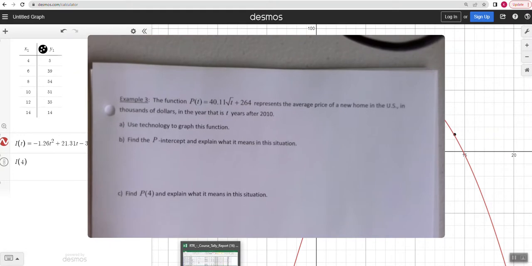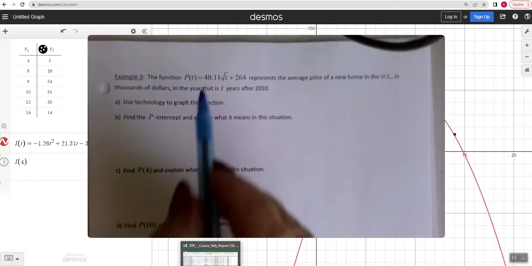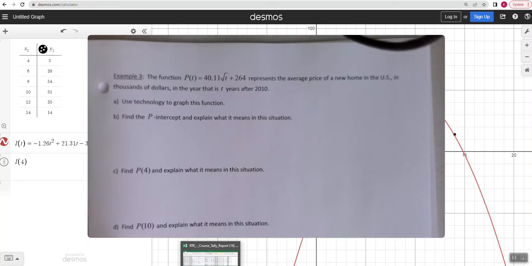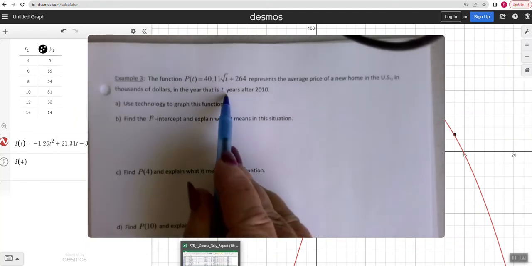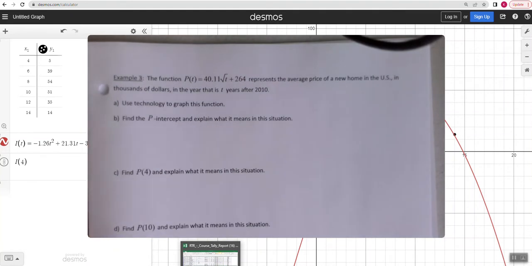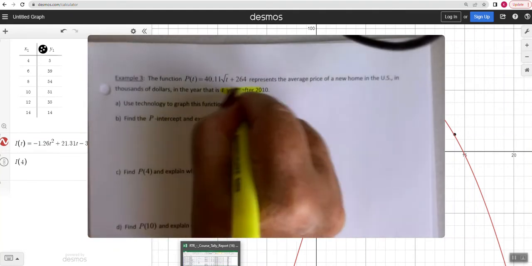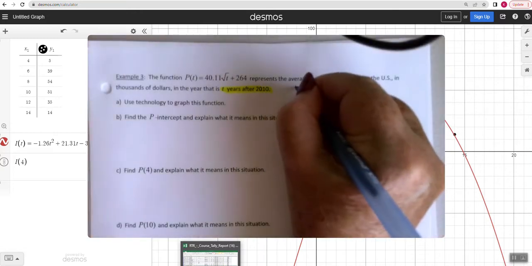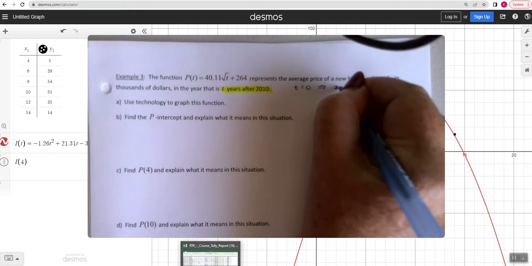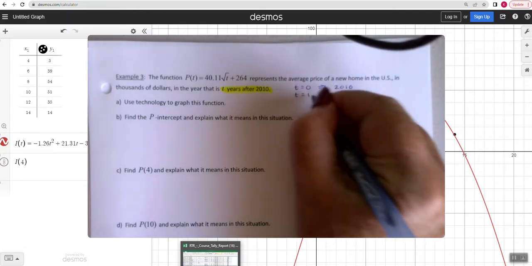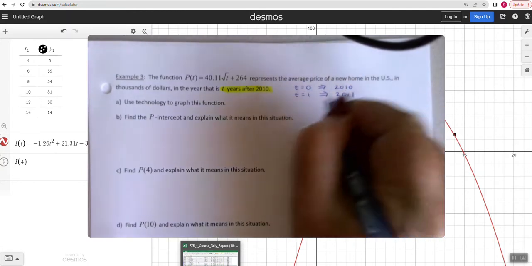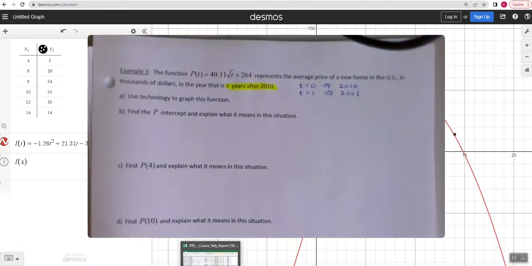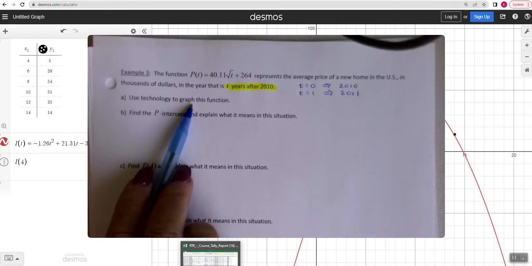Our function P of t represents the average price of a new home in the United States in thousands of dollars, in the year that's t years after 2010. So notice t equals 0 represents 2010. So t equals 1 would be 2011, and so on and so forth, right? All right, the first thing we're supposed to do is just use technology to graph that function.